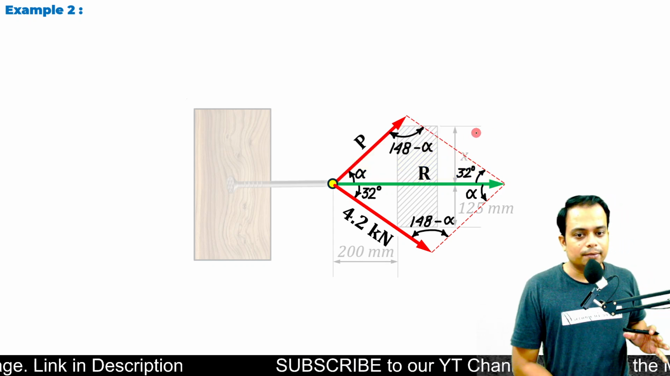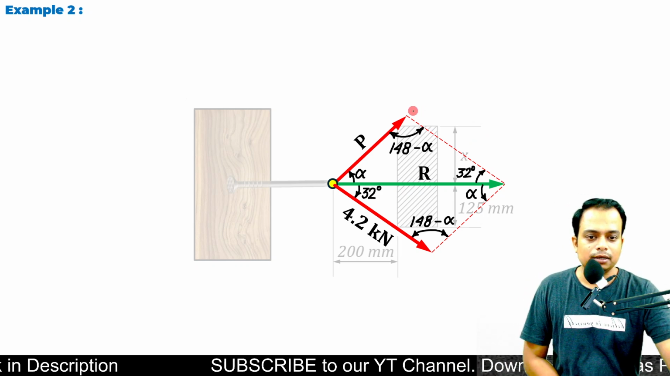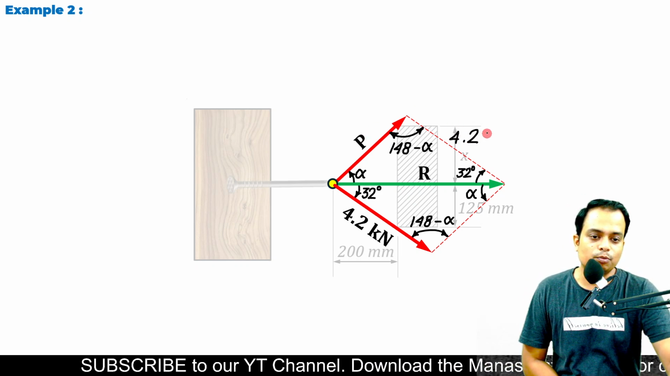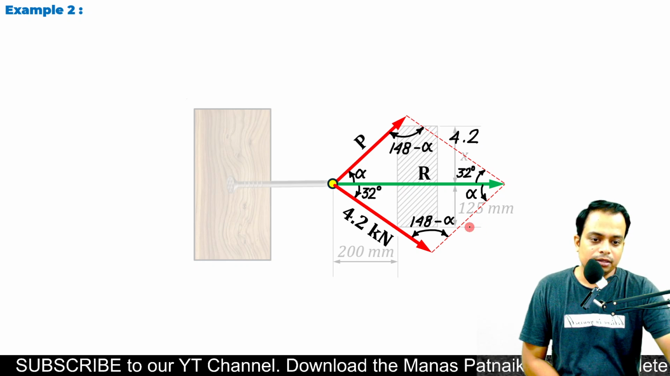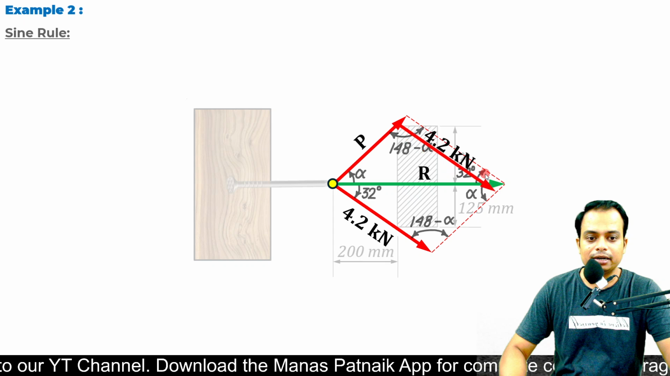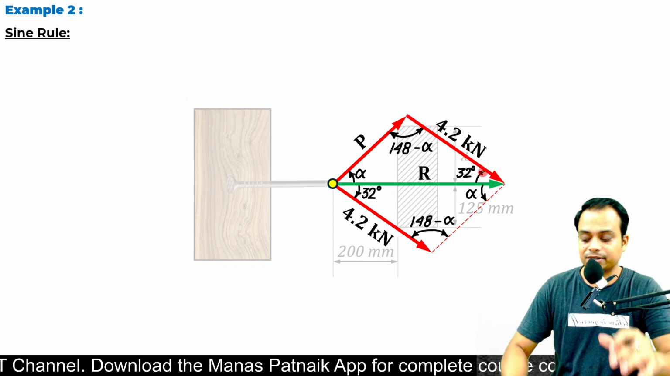So far so good. Now, if this side is P, this side of the triangle is going to be 4.2. If this is P, this also is P. If you don't believe me, I'll shift this arrow over to this side, and now do you believe me? Yes, it is.